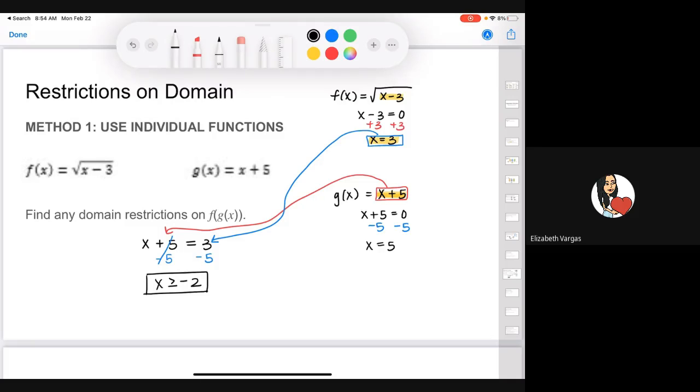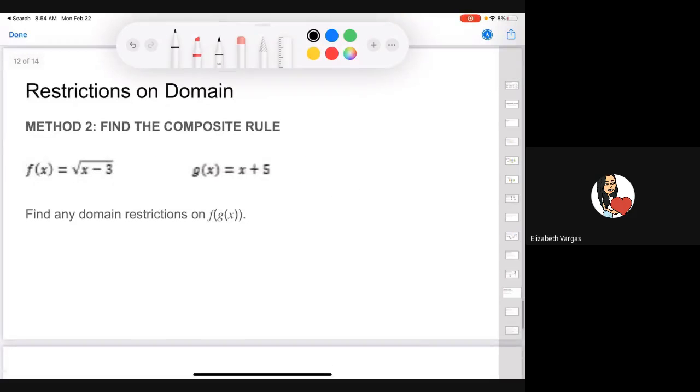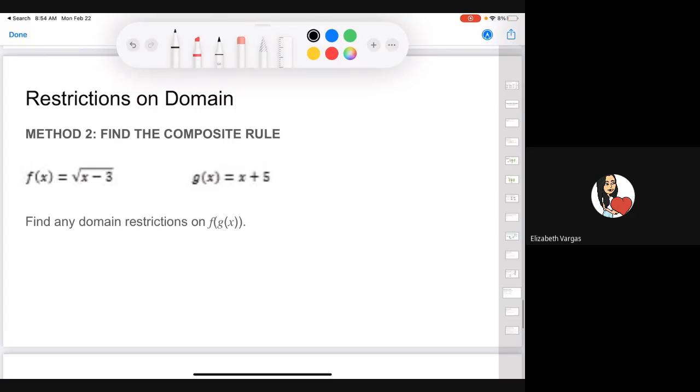Now, if this seems too complicated for you, there is another option. So let me show you that other option before I take any questions. The next way to identify this is to actually find the composite rule. So find the new equation and then take the domain restrictions of the new equation. So basically we would do what we did before. So what is this basically telling us? Well, it's telling us to take the f(x) equation and input x plus 5 for x. And so we'll go ahead and do that.